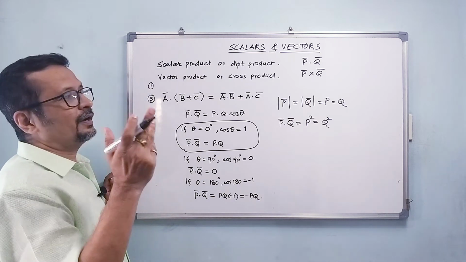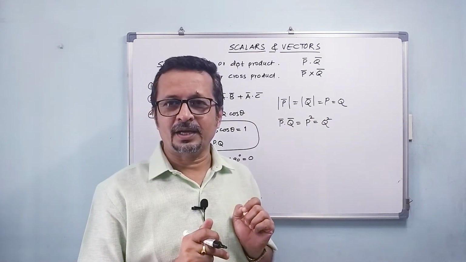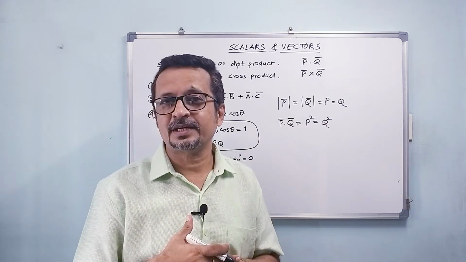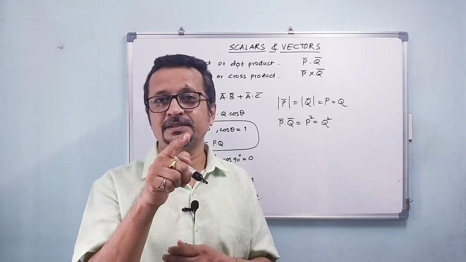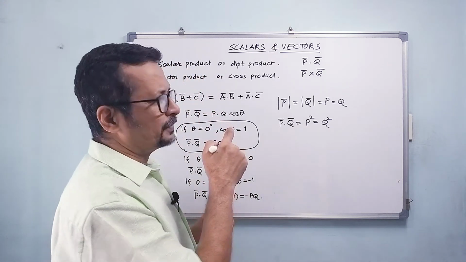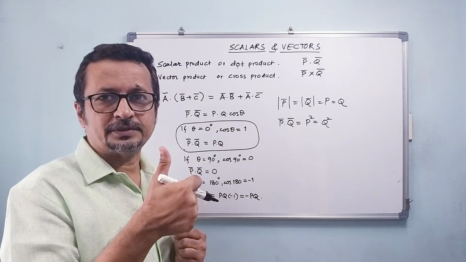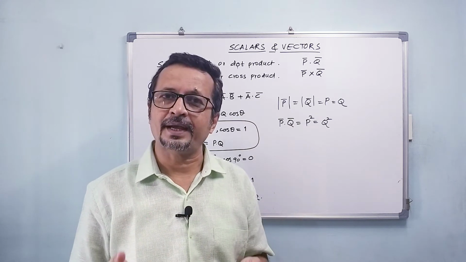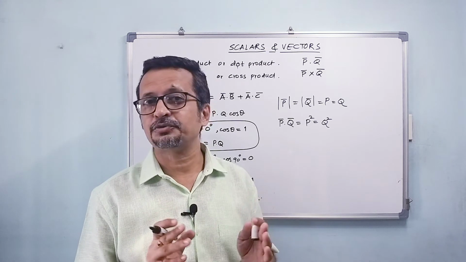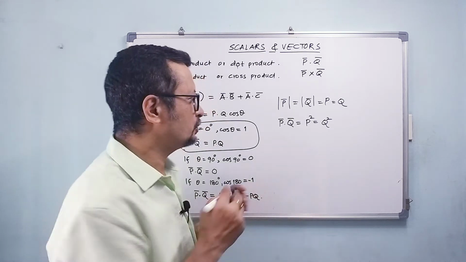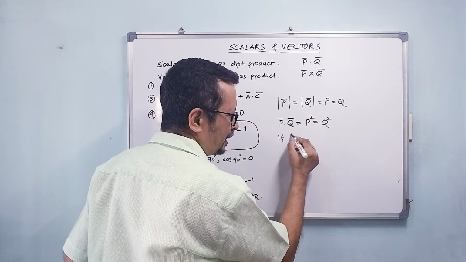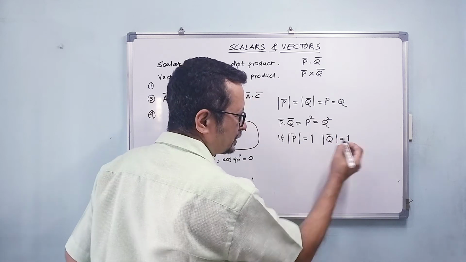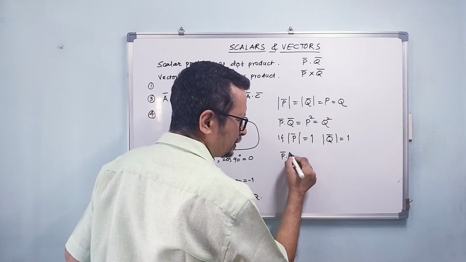Now let us go one step further. P bar and Q bar are acting along the same line of action, in the same direction, and if the magnitude of both the vectors is equal to 1, then we are talking about unit vectors. What is a unit vector? A unit vector is a vector acting in a particular direction, and it has a magnitude equal to 1 unit. So if magnitude of P bar is equal to 1 and magnitude of Q bar also is equal to 1, then P bar dot Q bar will be equal to 1.